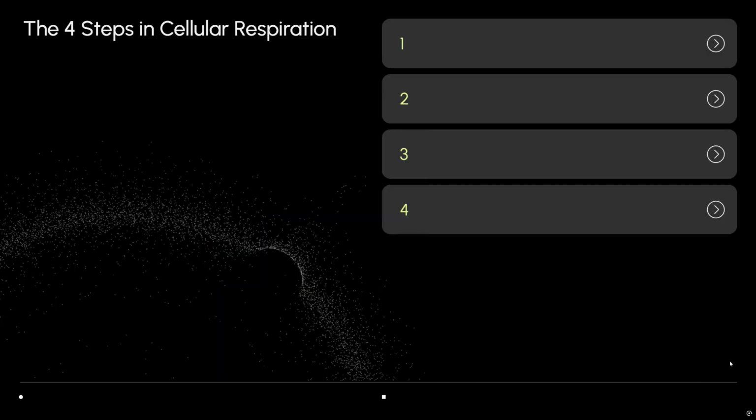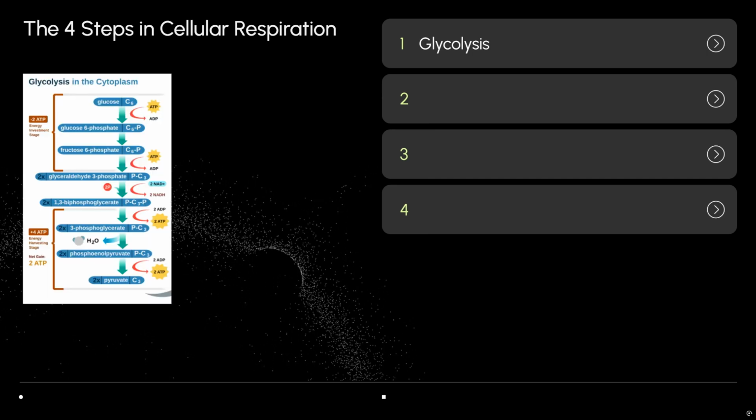There are 4 steps in cellular respiration. The first step is glycolysis, which is the breakdown of glucose into 2 molecules of pyruvate. Glycolysis can be broken down into 2 stages. The first is an energy investment stage, and the second is the energy payout stage.